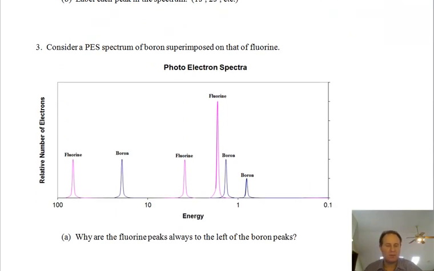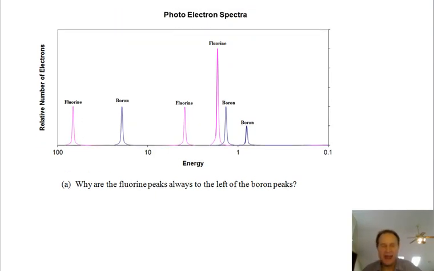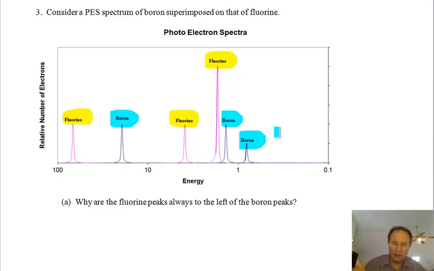Let's take a look at problem number 3. This one I thought was challenging. I thought about keeping it as a test question, and then I thought, nah, I feel like you ought to see what I see. If we look at this, and I apologize that yours is not in color, I've attempted to label fluorine for you on the black and white, boron, boron, and boron.